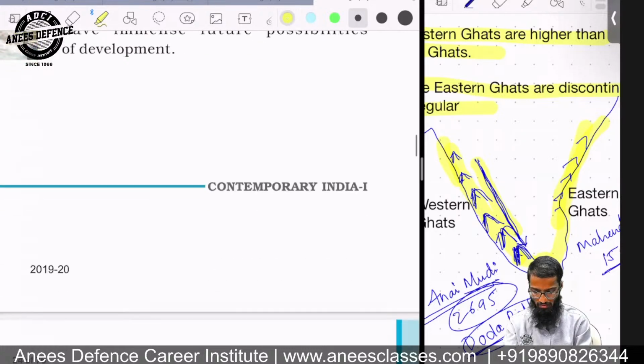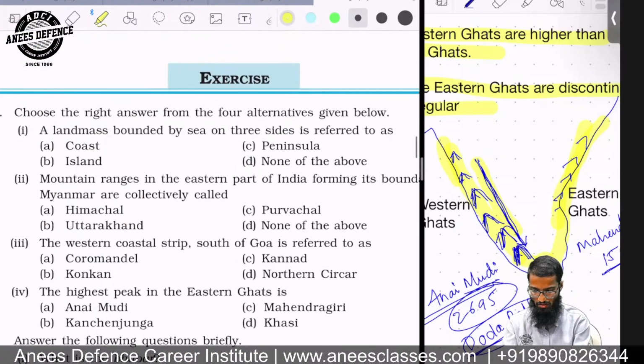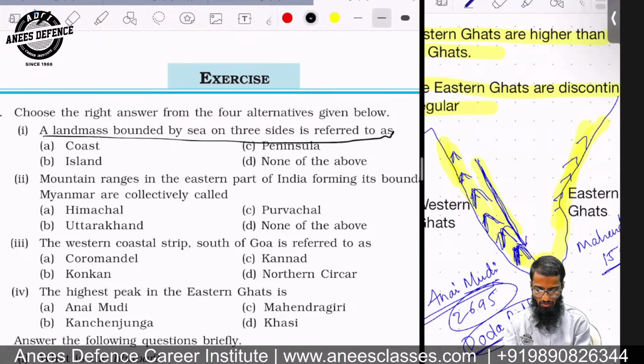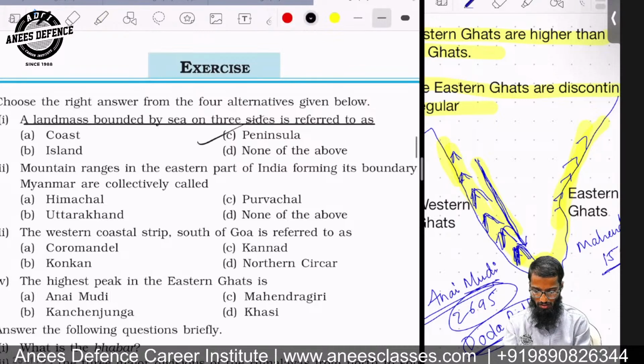Now, we will study this. A landmass bounded by sea on three sides is known as a peninsula. The mountain ranges in the eastern parts of India, forming its boundary with Myanmar, are called Purvanchal. The western coastal tip south of Goa is referred to as Kannad. The highest peak in the Eastern Ghats is Mahendragiri.